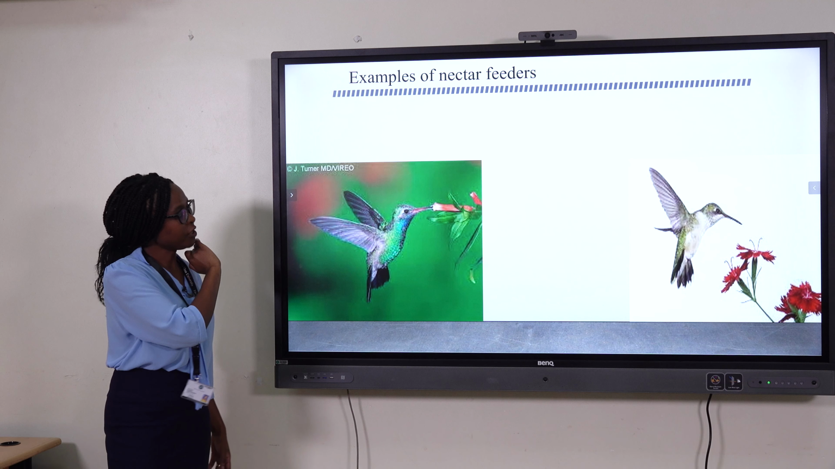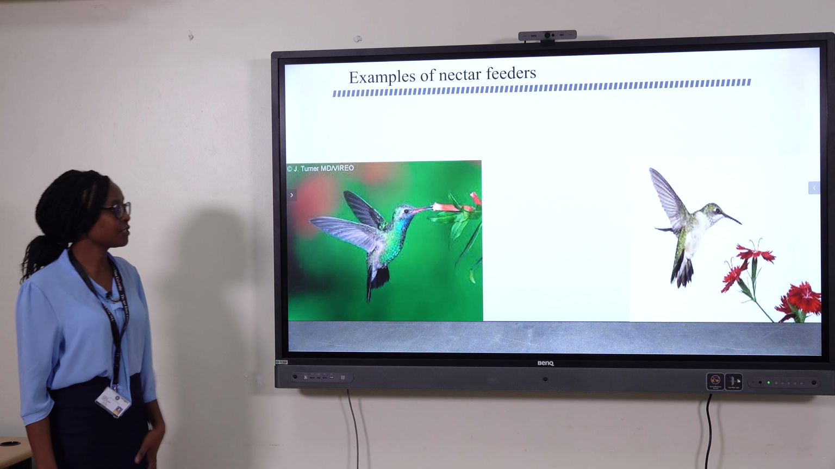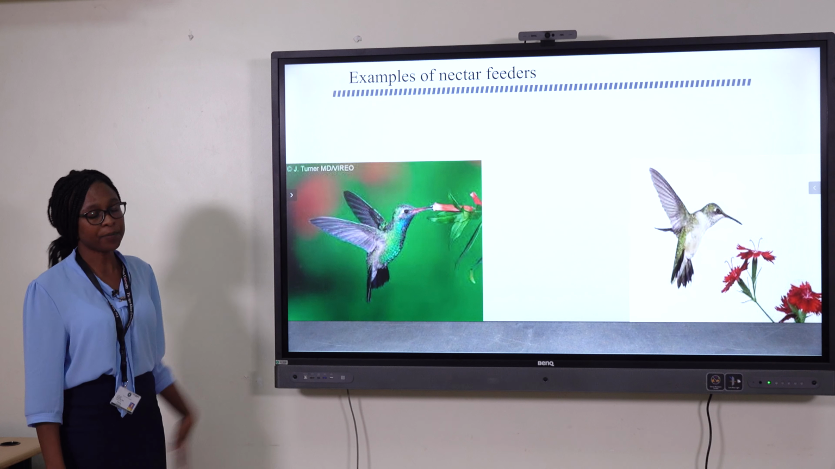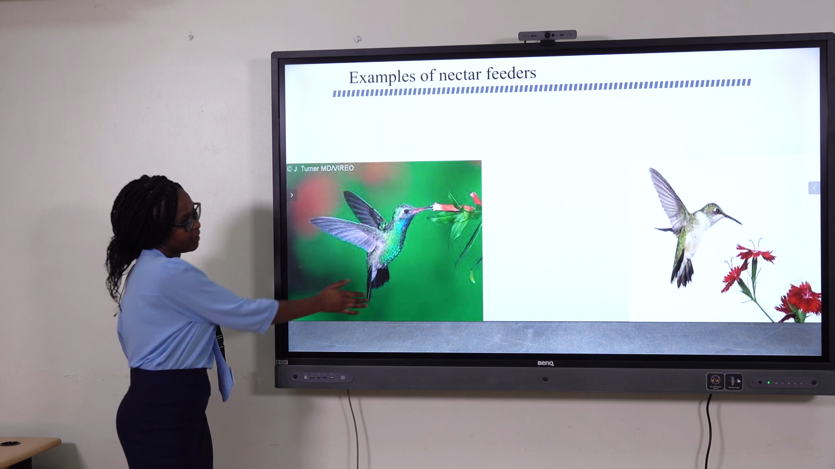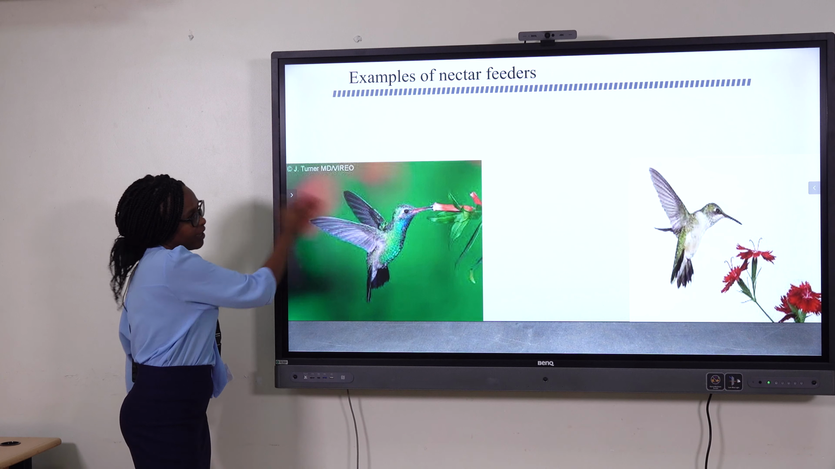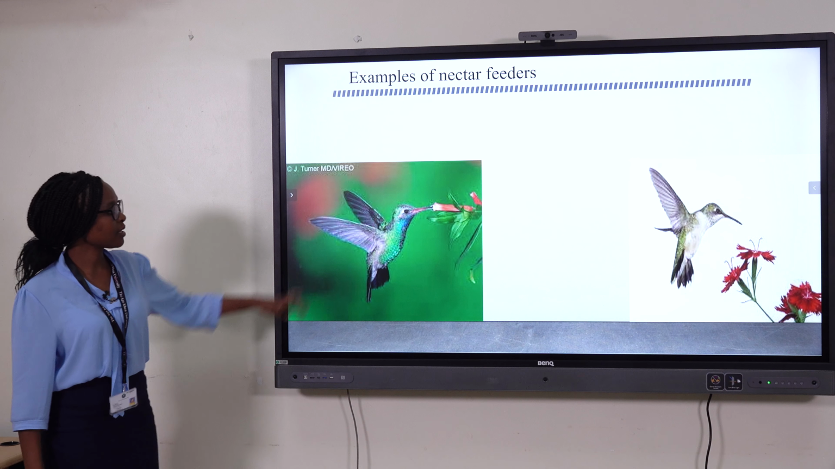So we are going to look at the work that is in your textbooks. From the examples that you've seen and the characteristics, you do the exercise that is there. And we will pick up from there in our subsequent lessons.